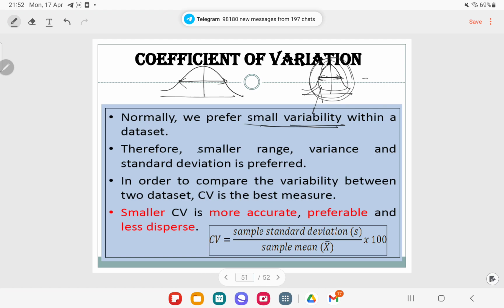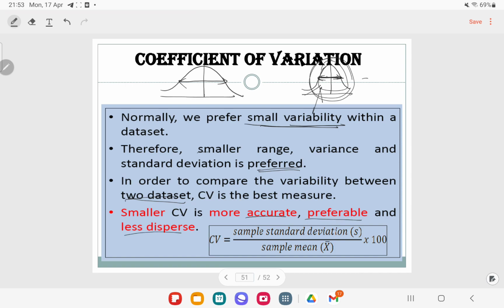So a smaller range, variance and standard deviation is preferred. The smaller the value of the range, or the variance or standard deviation, the better the distribution. In order to compare the variability between these two sets, or if we have more than one distribution, how to identify the best dispersion or the most consistent distribution, we can use the coefficient of variation. So a smaller CV means that the distribution is more accurate, preferable and less dispersed.